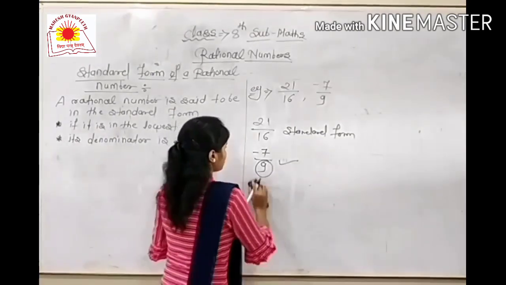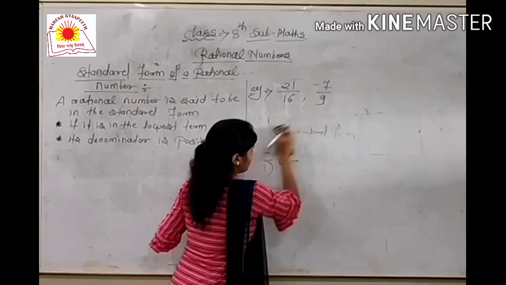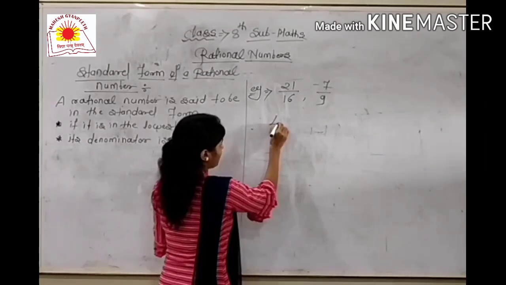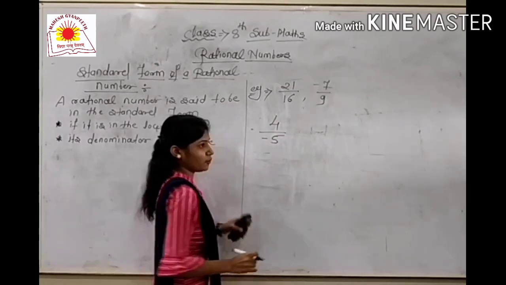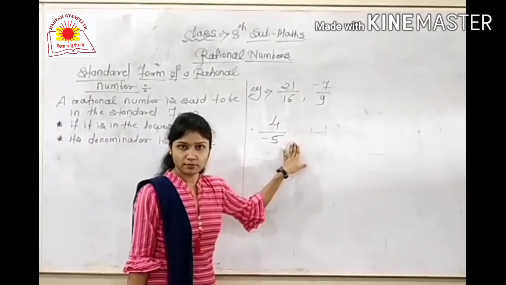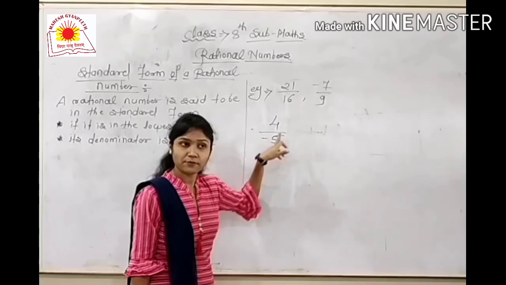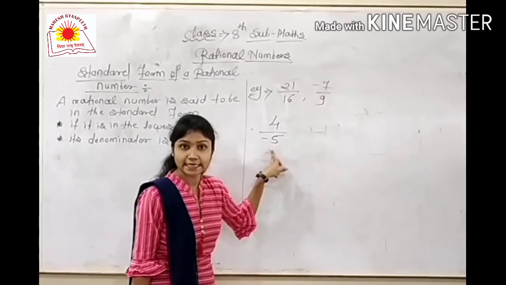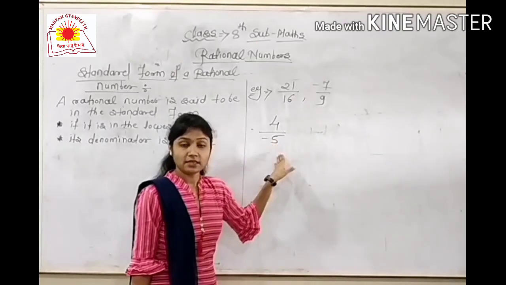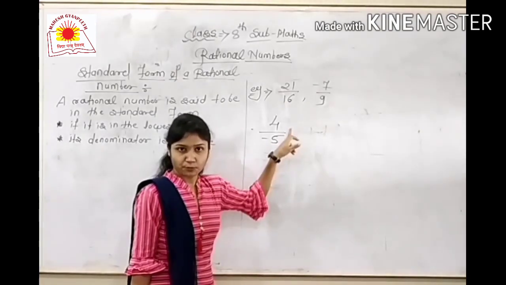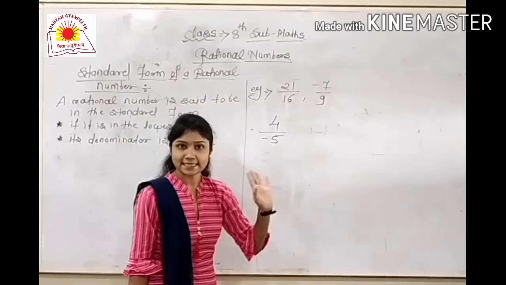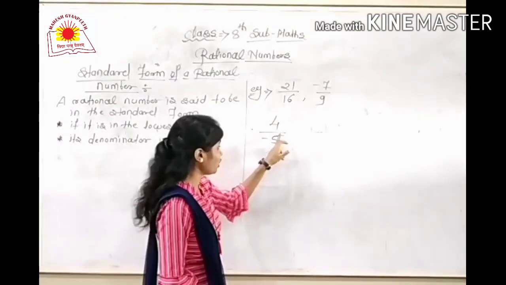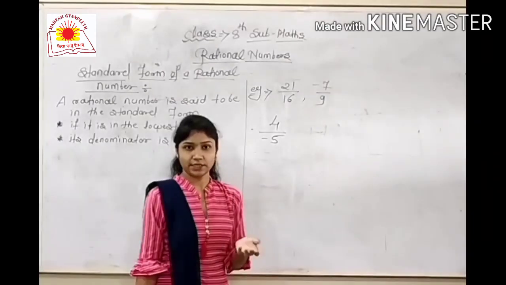But suppose you are given this type of number and we have to convert it into the standard form. Here, 4 upon minus 5. Is 4 upon minus 5 in the standard form? No. Why is 4 upon minus 5 not in the standard form? Because its denominator is negative. Then how do we convert it into the standard form?